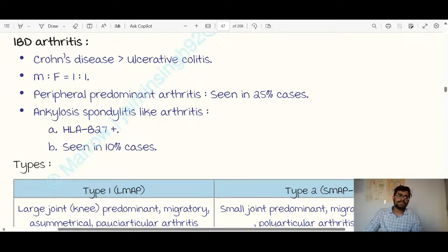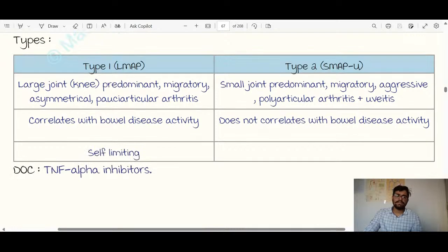But what are the types of the IBD arthritis? Type 1, type 2. Type 1: large joint, knee predominant, migratory, asymmetrical pauci-articular arthritis, correlates with the bowel disease activity, self-limiting.